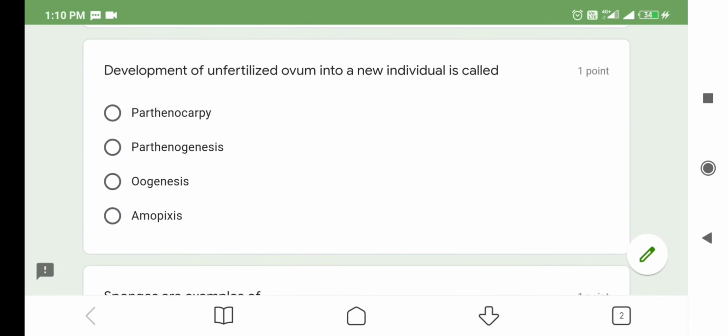Next question. Development of unfertilized ovum into a new individual is called dash. Option number 1, parthenocarpy. Option number 2, parthenogenesis. Option number 3, oogenesis. And option number 4, apomixis. We know that the reproduction from an ovum without fertilization is called parthenogenesis. So here the answer is parthenogenesis.